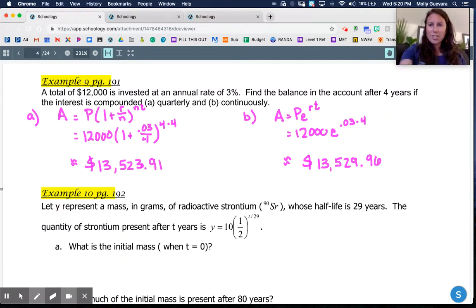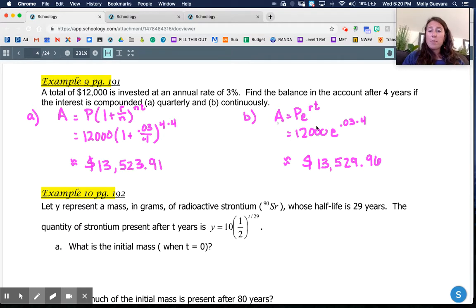Okay, let's check our work here. For the first one, we're using this first equation, keeping in mind that my annual interest rate has to be in decimal, so that should be 0.03. And then n is 4 because I'm compounding quarterly, so that's 4 times a year. And then I want after 4 years, so I multiplied by 4. And we should have gotten about $13,523.91.